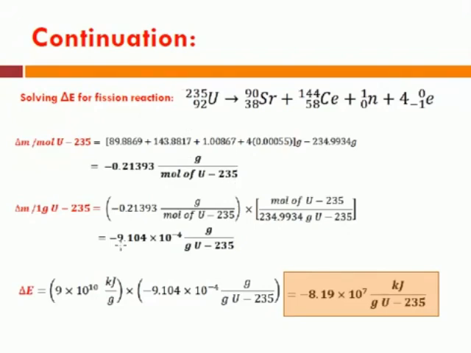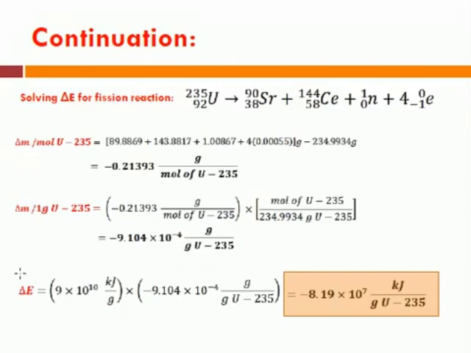Okay? So, computing for the delta M for 1 gram of U235, we have negative 0.21393 grams per 1 mole of U235. Then we have 1 mole of U235 here, and the nuclear mass of U235 is 234.9934 grams. So delta M for every 1 gram of U235 is negative 9.104 times 10 raised to negative 4 grams per 1 gram of U235.